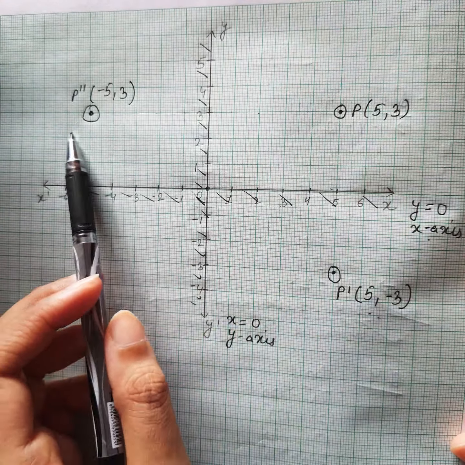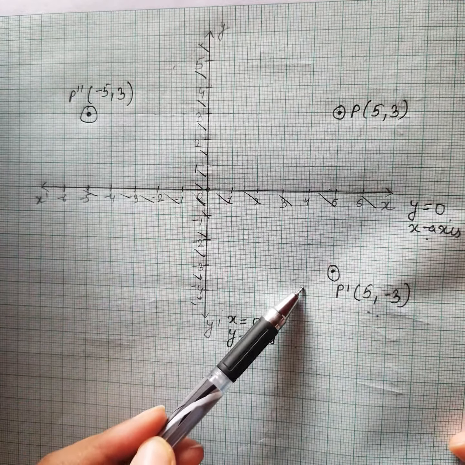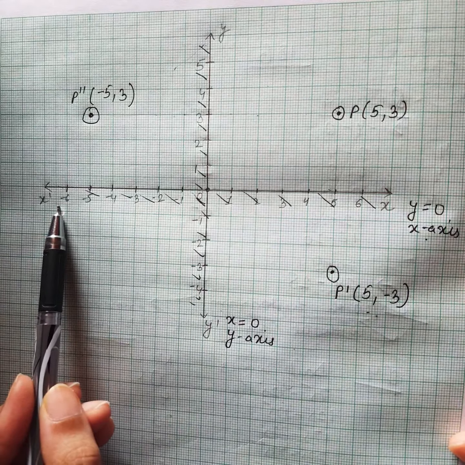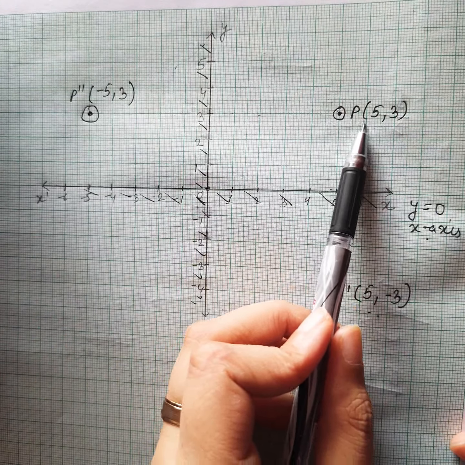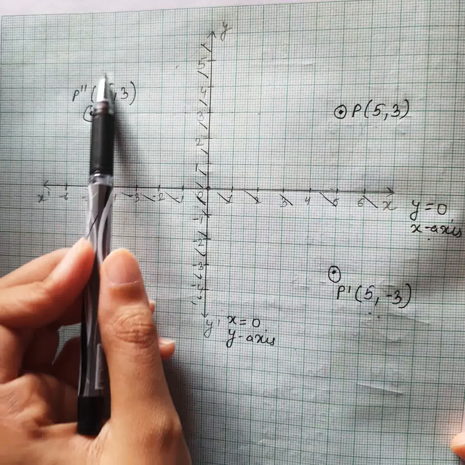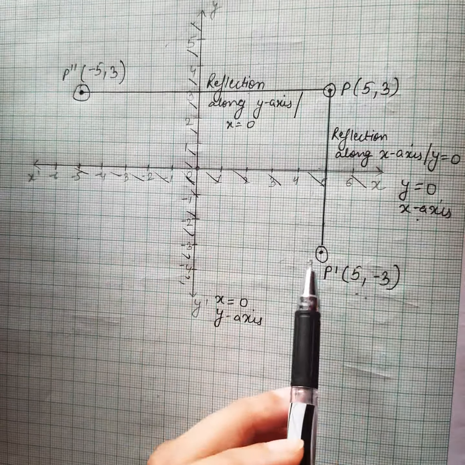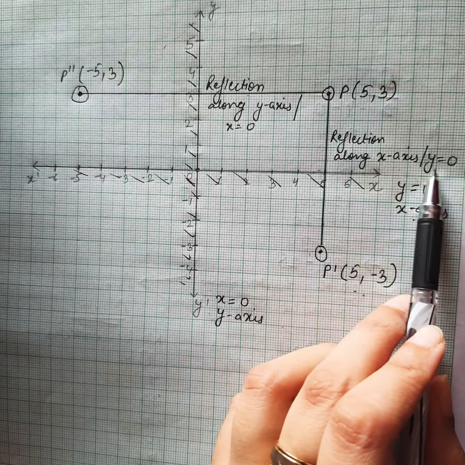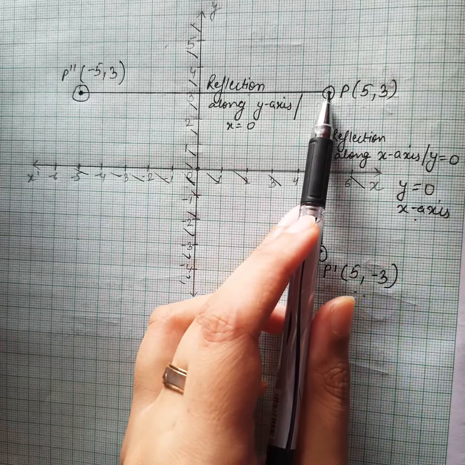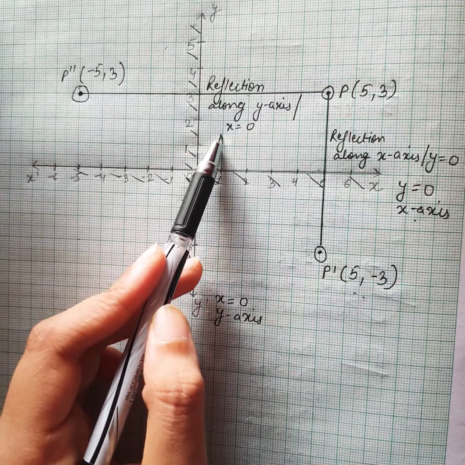So this is the reflection along this line and this reflection is along this line. And along y-axis, what changes? The sign of x coordinate, the sign of abscissa. So this is reflection along x-axis, or we can say along the equation y equals 0, and this is the reflection along y-axis, x equal to 0.